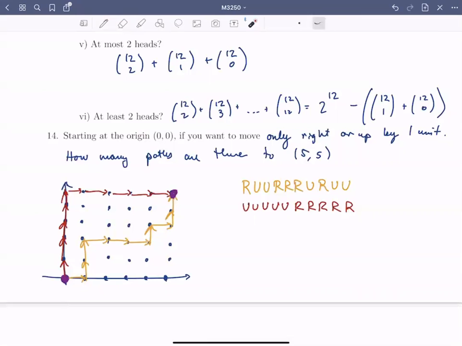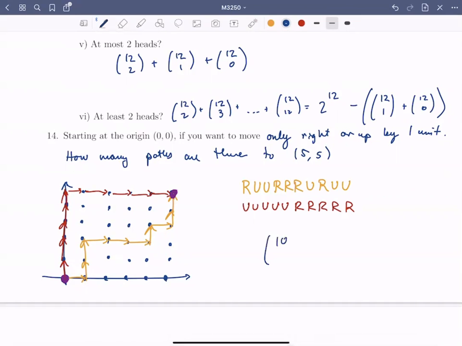So we have to think of this as a sequence of 10 characters, 5 of which are R's and 5 of which are U's. How many ways are there to do that? Well, that's very similar to flipping a coin. Imagine that you flip a coin, and when you get a head, you go up. When you get a tails, you go right. And so how many ways are there to go from the origin to the point 5,5?